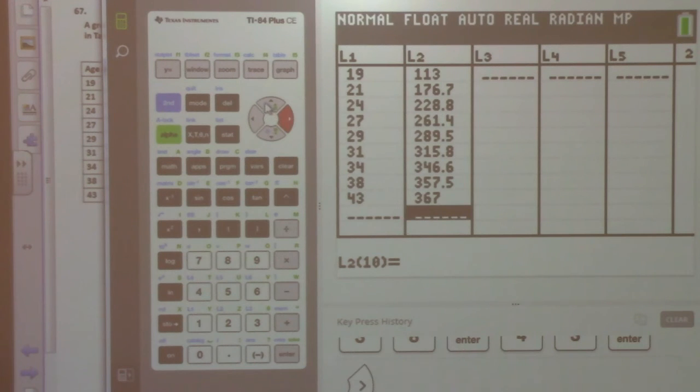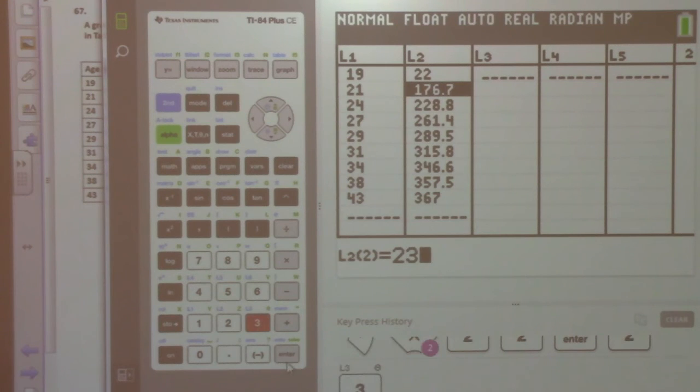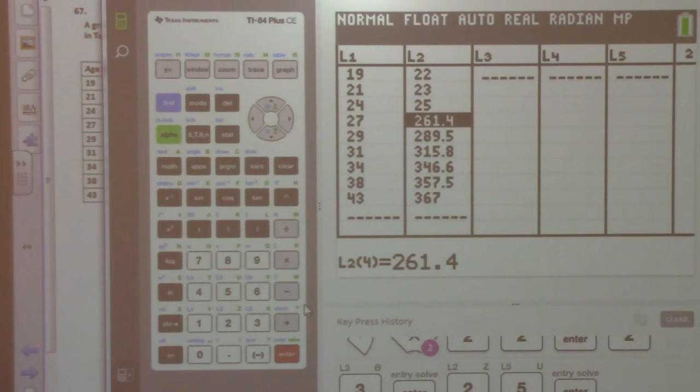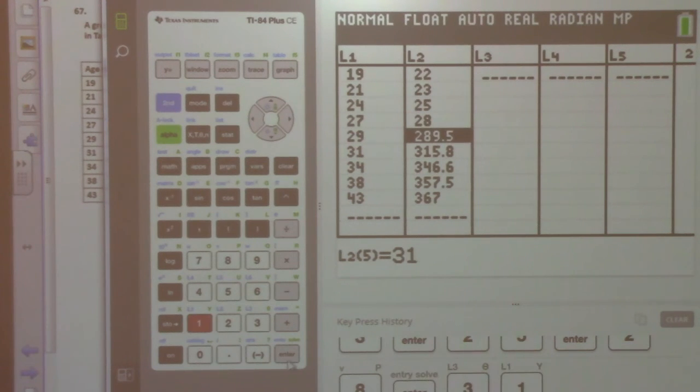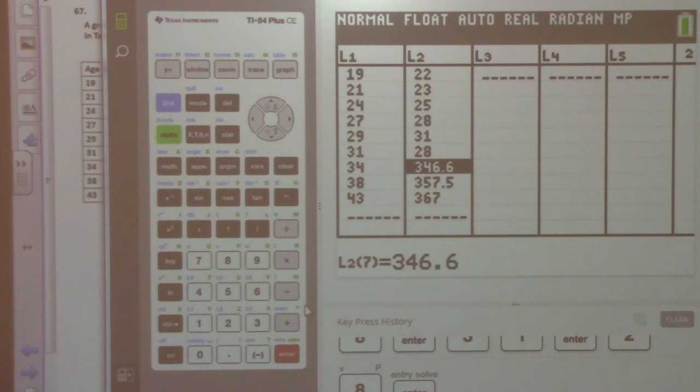So we have this, then the list here, we go to, looks like 22, let me read this, 22, 23, 25. Next we have 28, 28, 31, 28. And then three more. We got 32, 34, 39.